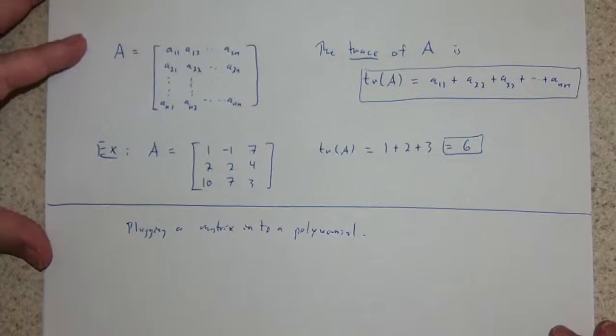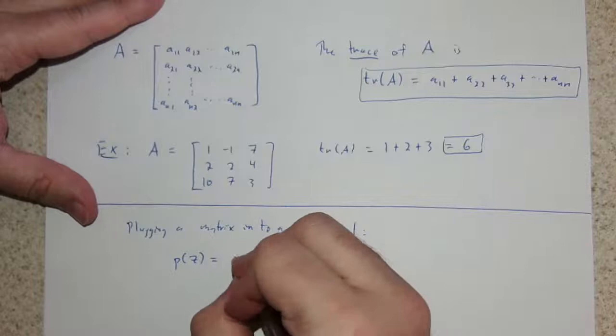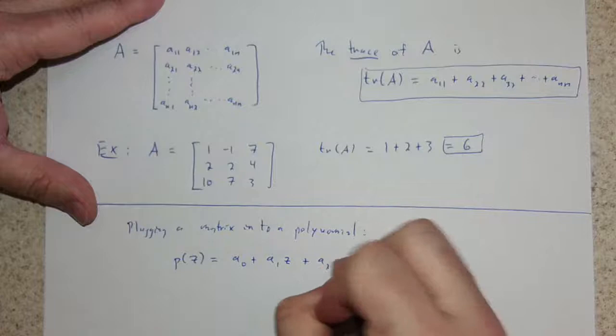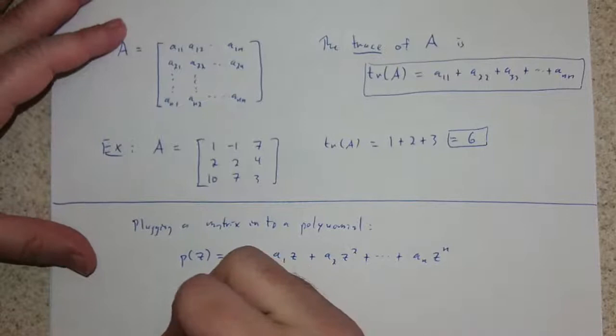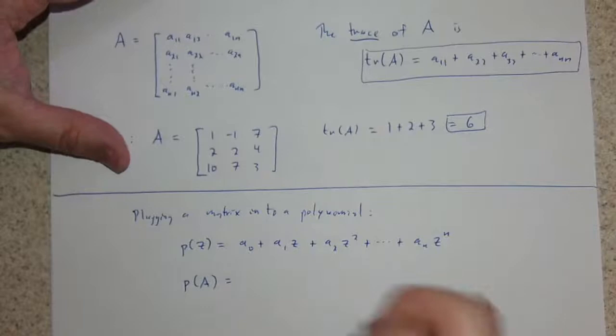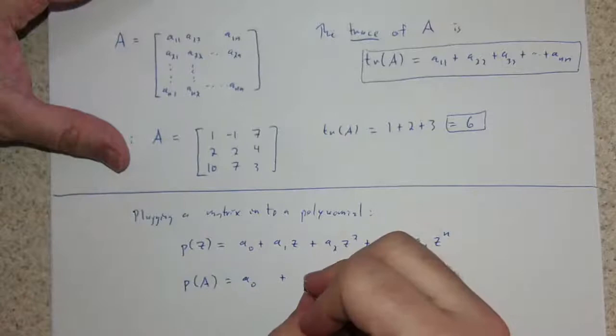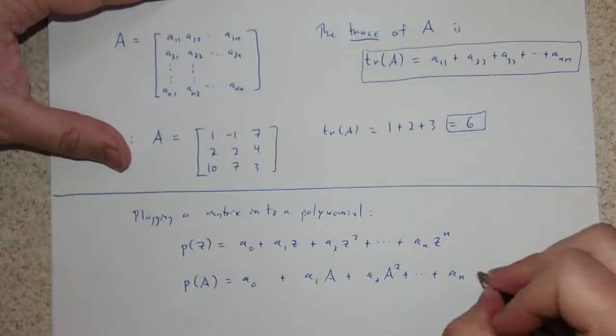So let's say that I have a polynomial, say P of Z, and I write that as A naught plus A one Z plus A two Z squared all the way out to A N Z to the N. What does it mean to plug a matrix into this polynomial? You could just do the stupid thing and say, well, I just replace Z with A, right? So I would have A naught plus A1 times A plus A2 times A squared and so on all the way out to A sub N times A to the N.